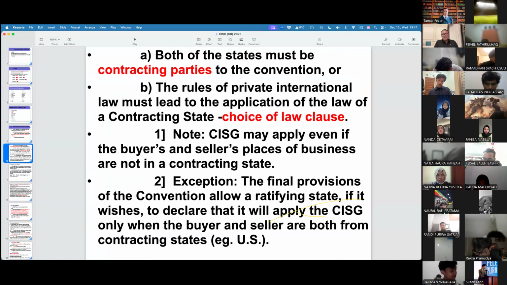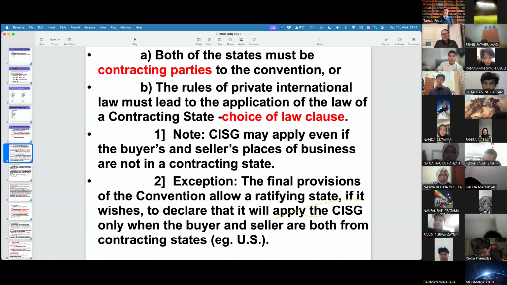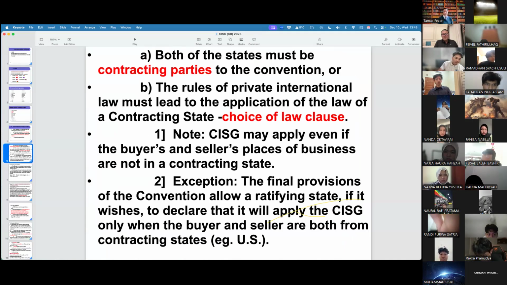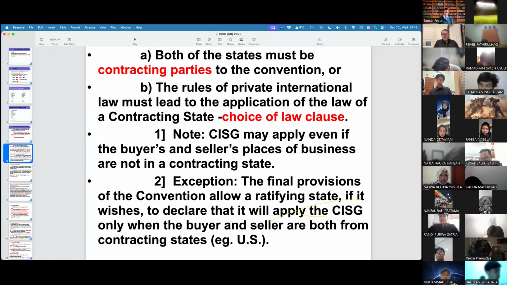and either both of these countries are contracting states, meaning that they fully ratified the CISG, which is kind of an obvious thing. If a Hungarian seller sells something to a Romanian one, then even if they decide that they will apply Hungarian law, this is going to be the CISG, because both Romania and Hungary are signatories to the convention. So that sounds like an easy thing.